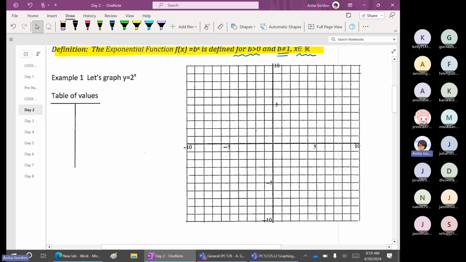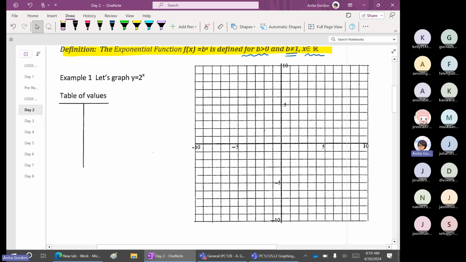So for example, let's graph y equals 2 to the x. We'll do some negative numbers, some positive numbers. Let's go from -4 to 4: -4, -3, -2, -1, and then all the way to 4. So when we go to graph, what is the y of this function? What I'm saying is 2 to the -4, or sorry, 2 to the -3.